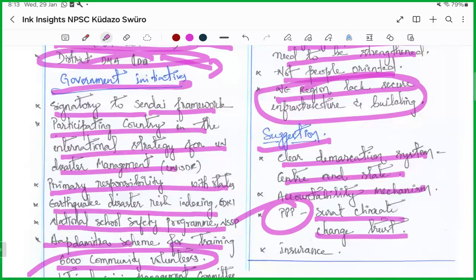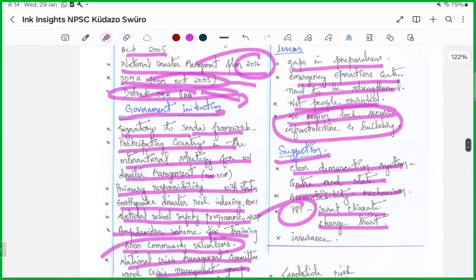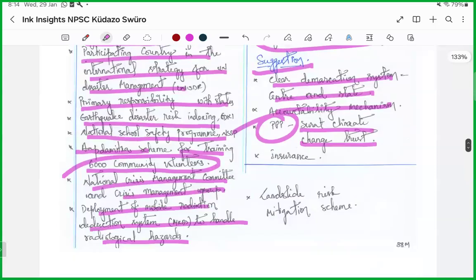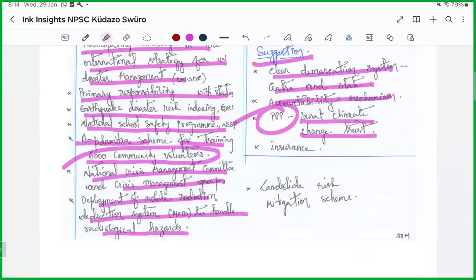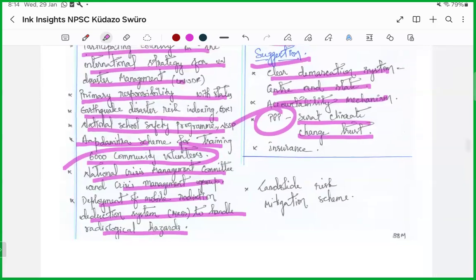So PPP, when you're writing about the economy, when you're writing about education, there are a lot of examples where government and the public have entered into a partnership and they have developed a good system. So one good system that is mitigating disaster risk in India is also the Surat Climate Change Trust. It is a partnership between the Surat Climate Change Trust and the government, and together they are mitigating a lot of climate change. I mean, a lot of disaster management. Okay, so this is all about disaster now.